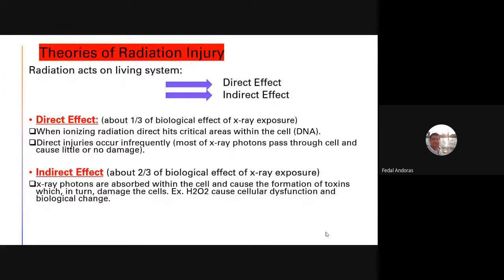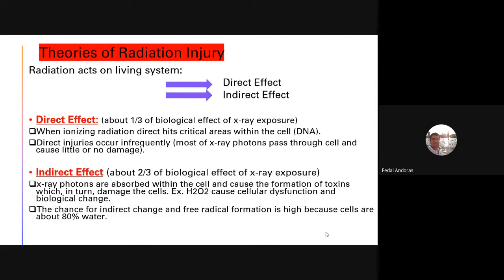And so it is not direct. The direct one is directly hitting the DNA, for example. The indirect goes around the water molecule: ionization, free radical formation, recombination, and formation of a toxin. So as I said, the chance for indirect change and free radical formation is high, because cells are about 80% water.